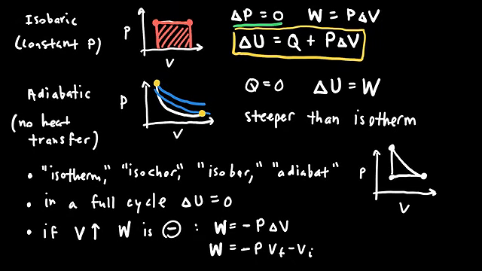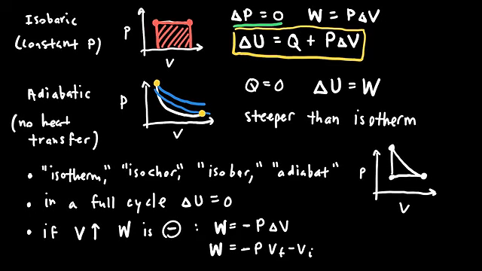And sometimes this happens in engines where there's very quick compression or expansion of a gas, very quick changes in volume that don't allow any time for temperature or heat to be exchanged with the environment. And so it's steeper than an isotherm, and all the change in internal energy is due to work. There's no heat transfer, so Q is equal to 0.